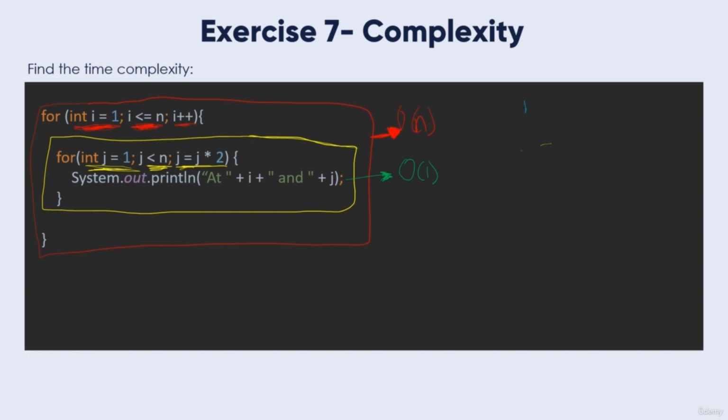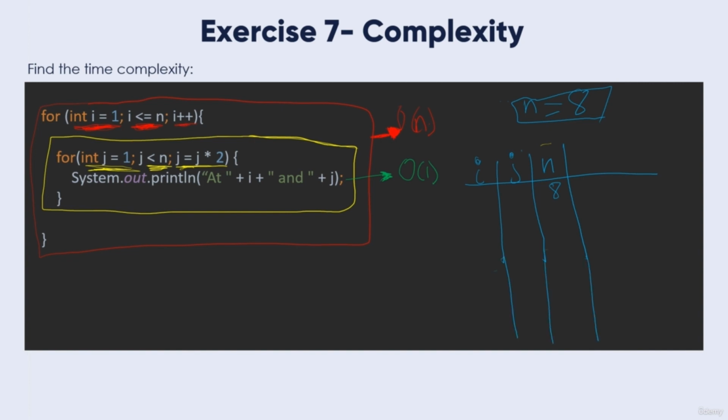So n equal to 8. Let me show you. At the first iteration, I, j, and n. N is constant, and it is equal to 8.